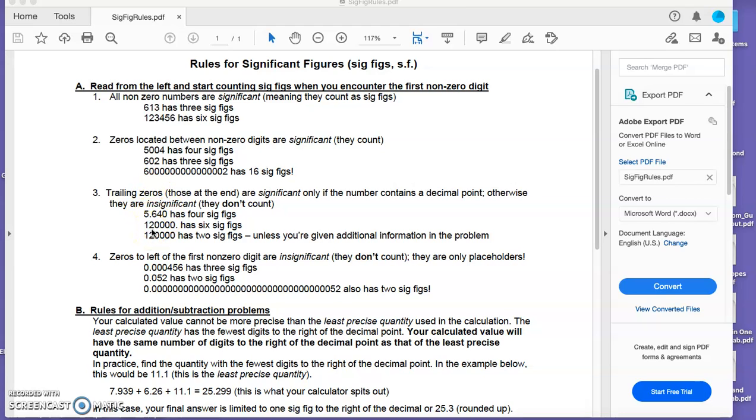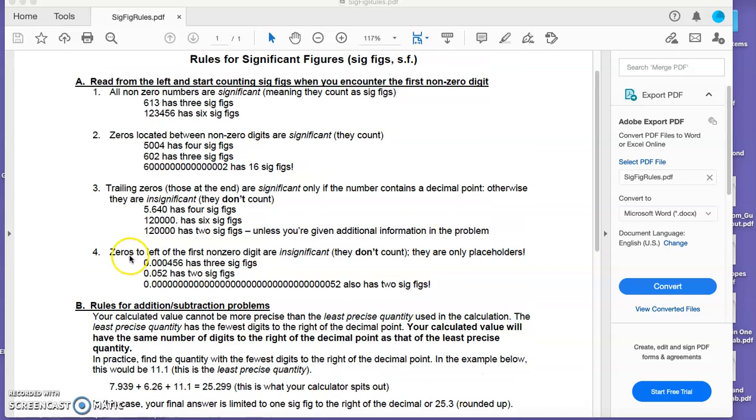So here I have 120,000 with a decimal. Again, the 1 and 2 are significant because they're not 0. But are the 4 zeros significant? They're trailing, and there's a decimal, therefore they count. So then we count all 6 as significant. But now we have the same number without a decimal. The 1 and the 2 are significant, but the zeros are not, because they are trailing zeros, and there's not a decimal point, so they don't count. So therefore this number has 2 sig figs.